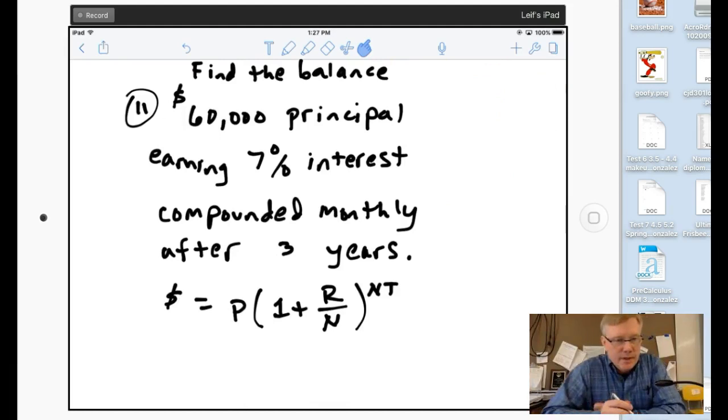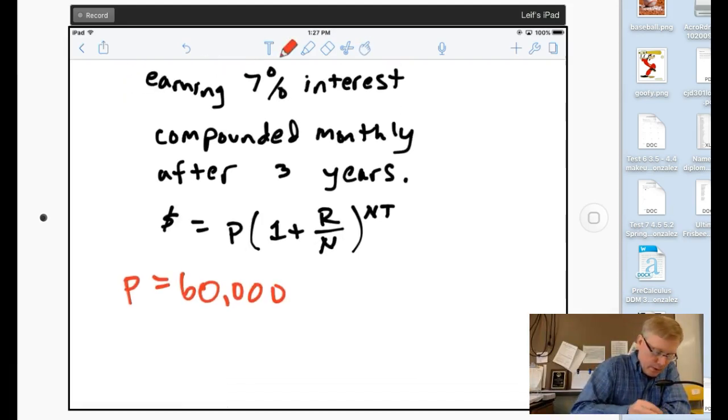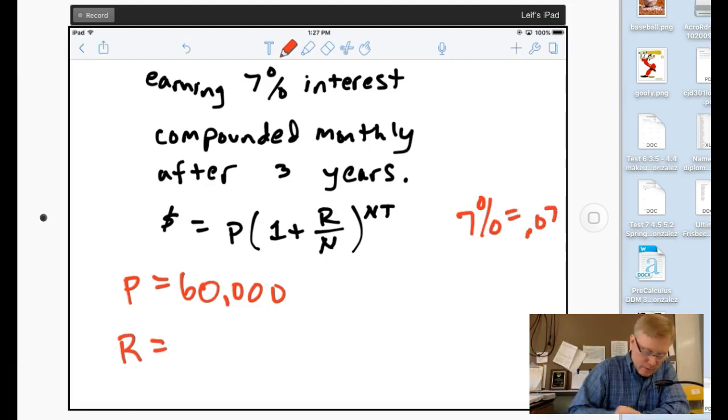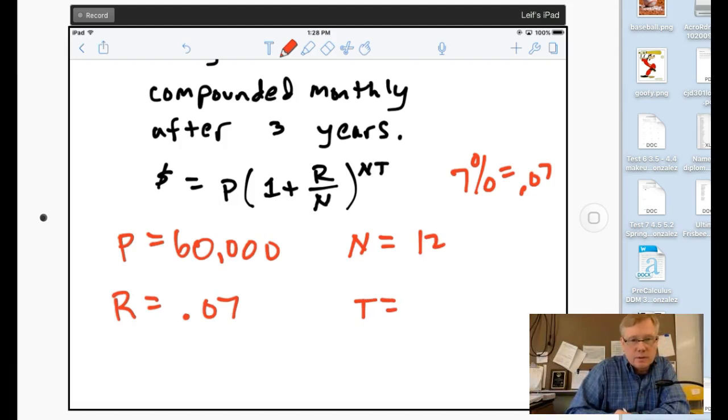11. Find the balance. $60,000 principal earning 7% interest compounded monthly after 3 years. Okay, so they gave me this formula. P is the principal, which is 60,000. R is the rate in decimal, remembering that 7% is 0.07, so that's what my rate is. N is how often it's compounded, which is monthly, which means it's 12. T is the time in number of years, which is 3.